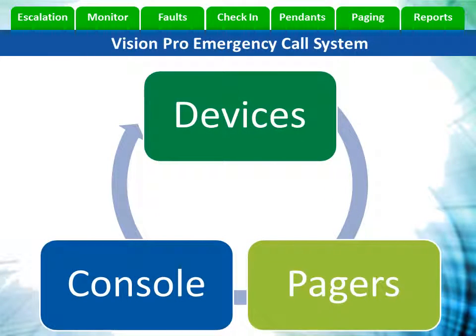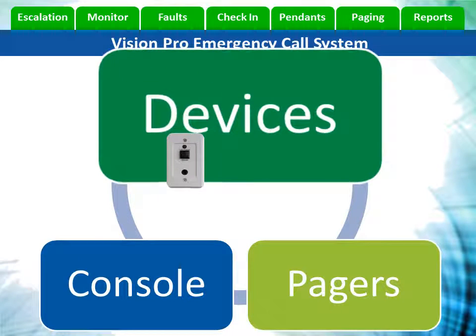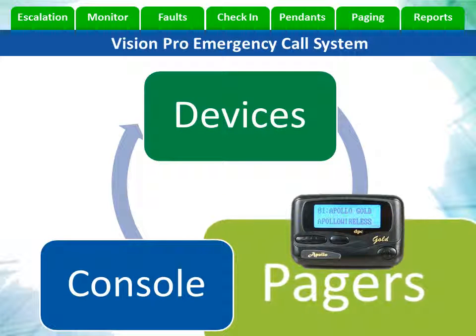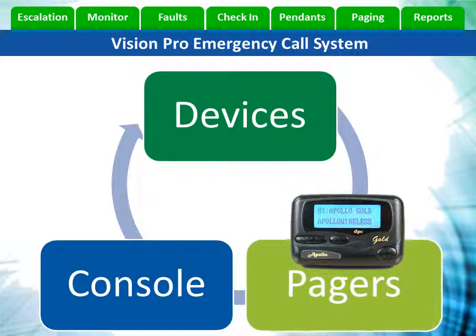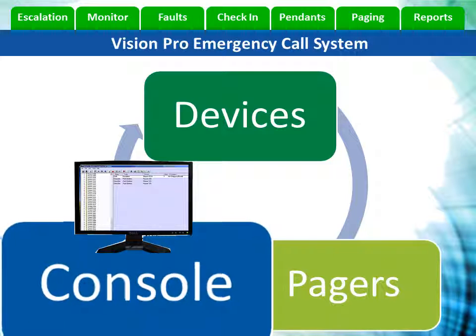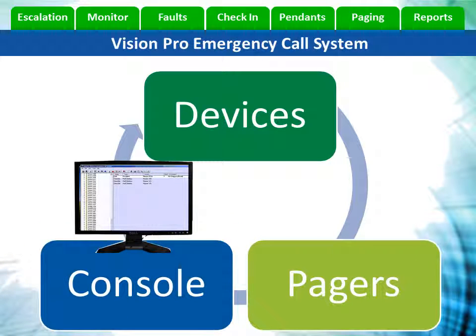Vision Pro is an emergency call system that is comprised of 3 components. Devices such as bed stations, bath pulls, and pendants allow the residents to communicate immediate needs with the staff. Pagers are set up with escalation paths to alert up to 3 levels of staff, including CNAs, nurses, and administration. The Council acts as the brains of the system, communicating active calls, check-ins, faults, warnings, and the location of pendants.